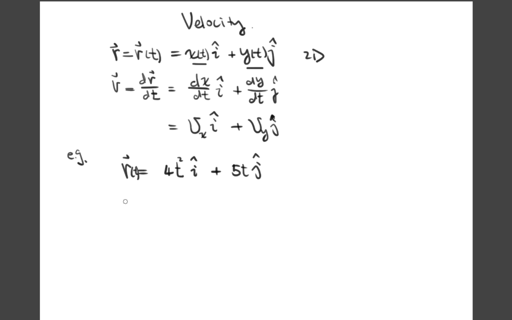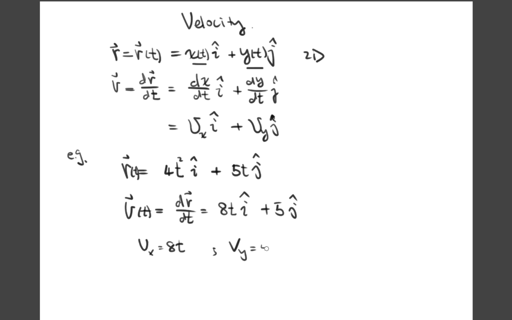So now if I take a derivative, I get v as a function of time given by dr dt, and I can take the x component first, as I get 8t i hat plus, for the y component I get 5 j hat. So that's the velocity component. This one is vx, so vx equals 8t and vy equals 5.